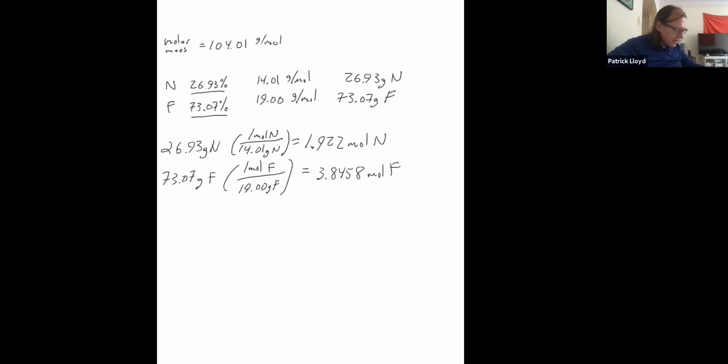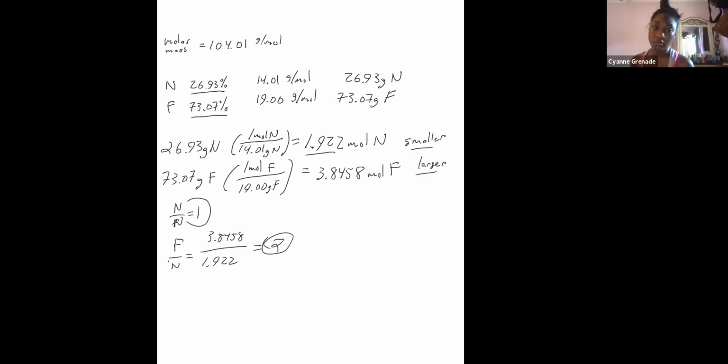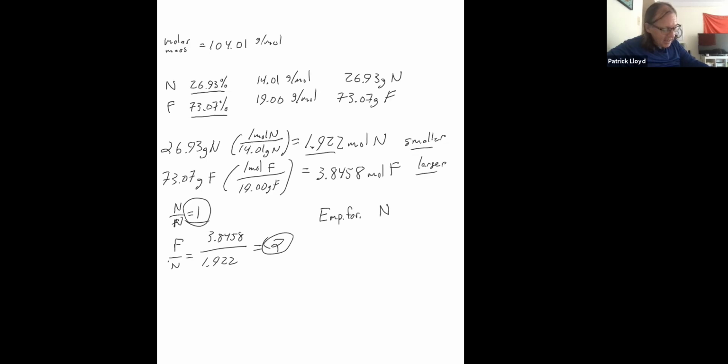Okay, so again, the nitrogen is smaller. This one's smaller. This one's larger. Okay, so nitrogen divided by itself is 1. And then fluorine divided by nitrogen, you divide by the smaller. So 3.8458 over 1.922. That looks like 2, right? Yes, it's 2. So it's 1 to 2. Okay, so they tricked me on this one. I was wrong. So the empirical formula is NF2.